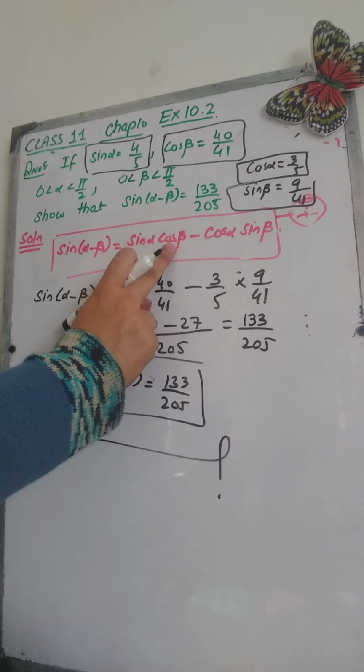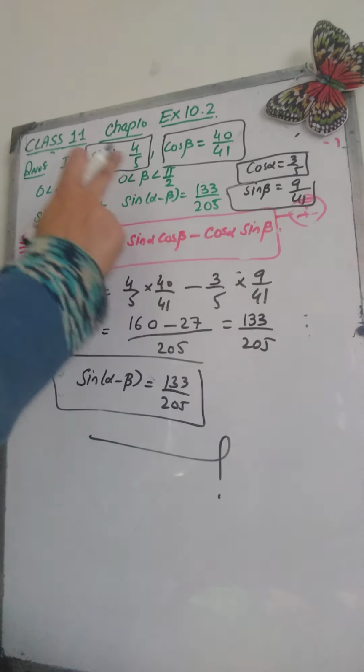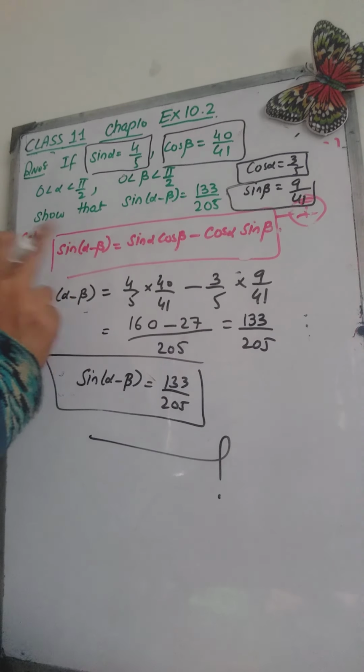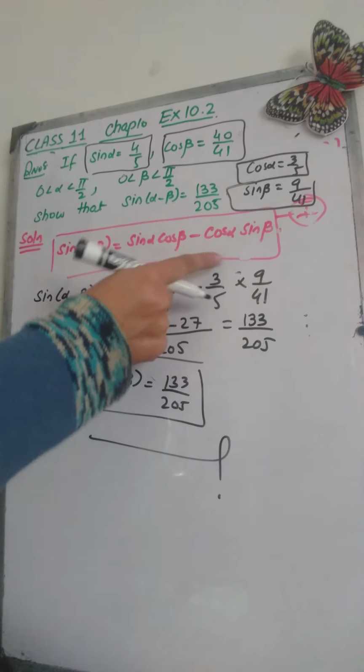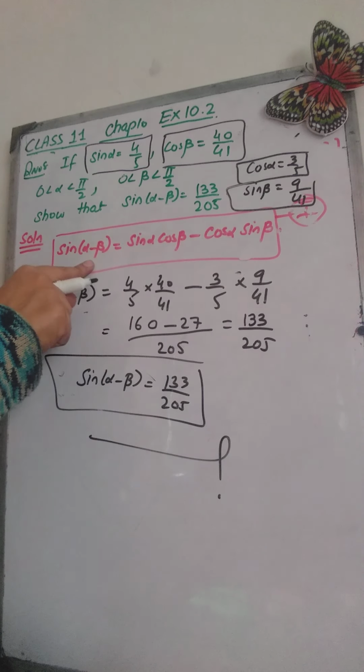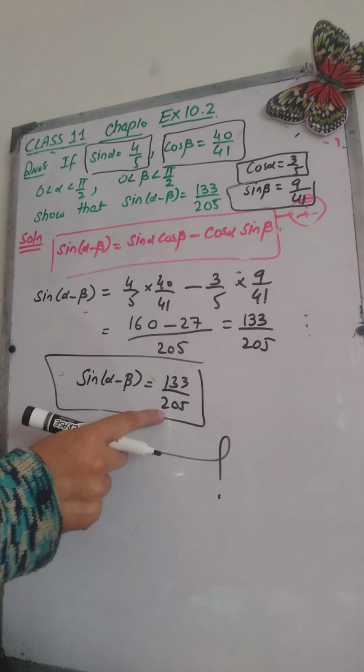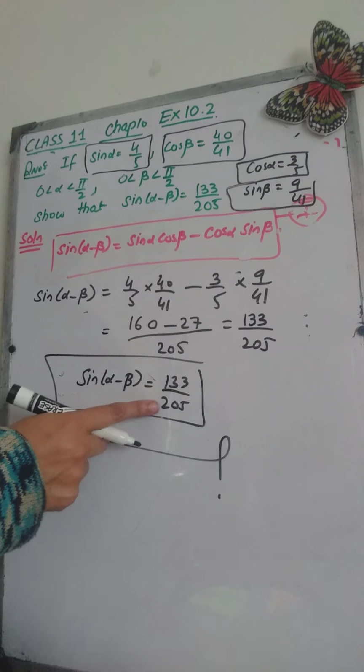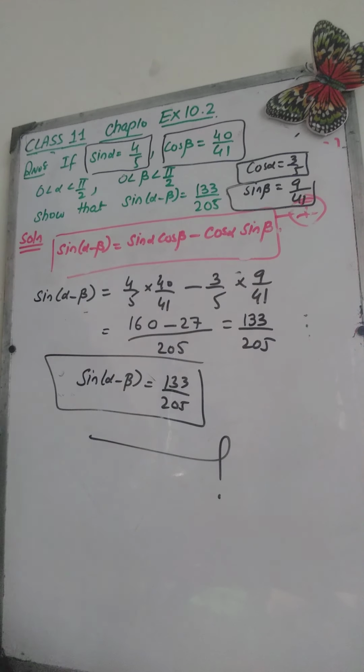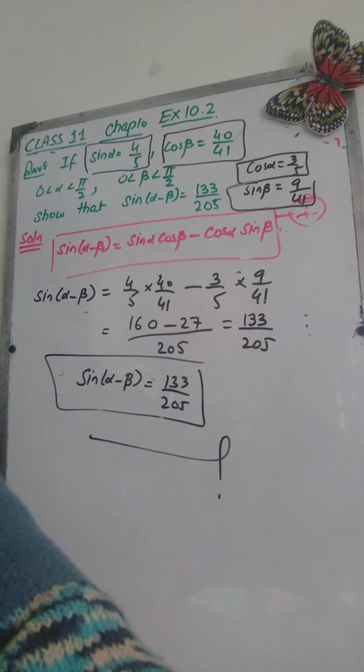Okay, we have these two expressions and these two expressions. We could easily calculate with the help of these two by using the first identity. After getting all these four values, place them in this identity to get the value of sine of alpha minus beta, which is 133/205, and this is what they wanted us to prove. Okay, this completes the solution of this question. Let's move to the next question.